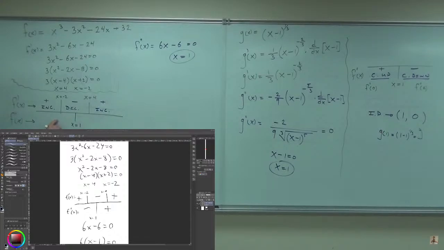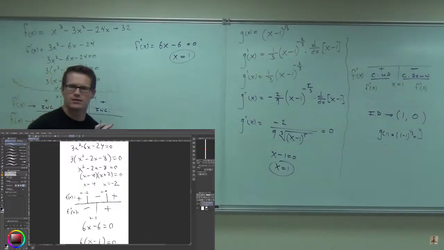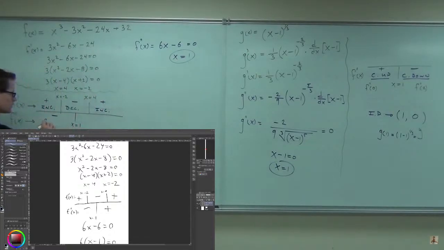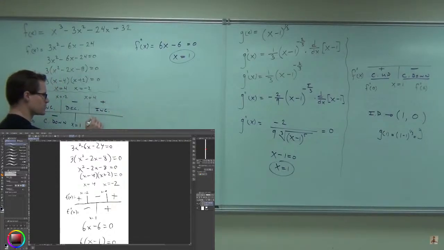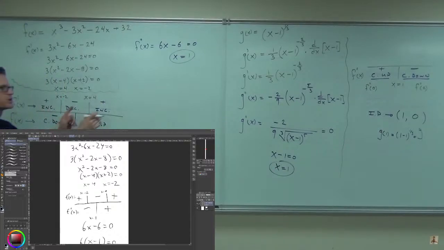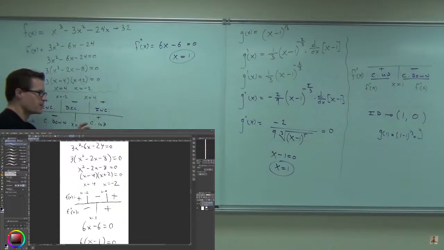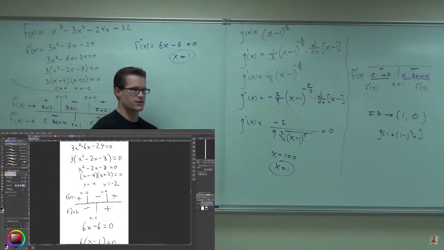So we plugged in 0. You got negative 6. Well, that's negative for sure. Does that mean concave up or concave down? Concave down, good, because if we plug in something like 2, you're going to get 12 minus 6. That's positive 6. That's positive. Concave up. So we plugged in numbers in the first derivative to give us increasing, decreasing. We plugged in numbers in the second derivative to tell us concave up, concave down.